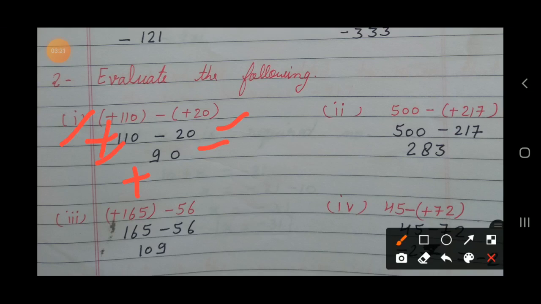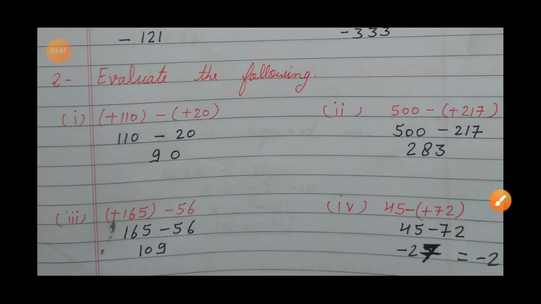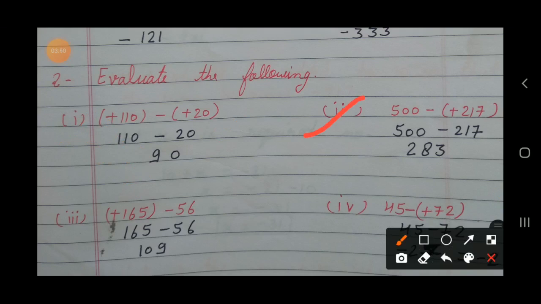Means that sign with the bigger number. Here 110 have positive sign. That's why we will put here positive. Answer is plus 90. Second, 500 minus plus 217. 500 minus 217. Subtraction will be there and answer will with positive sign. Yes, 283, because here 500 is greater than 217 and this is having positive sign.